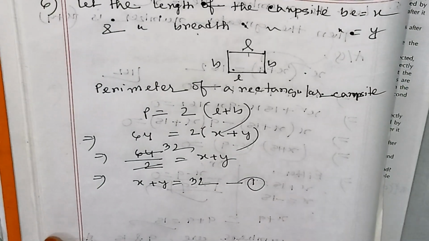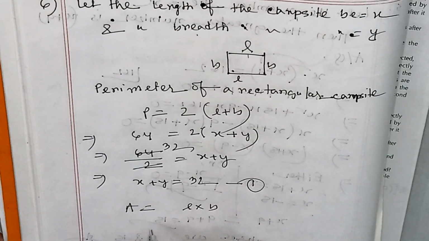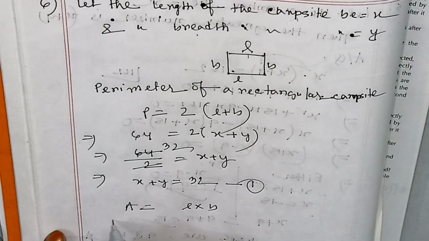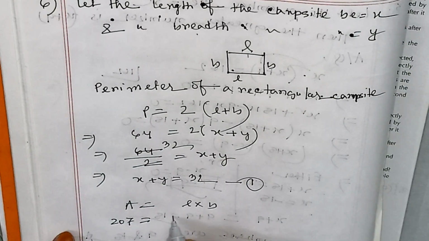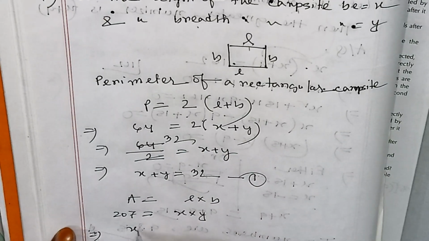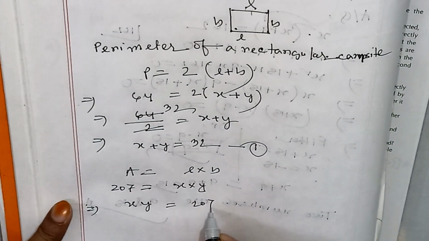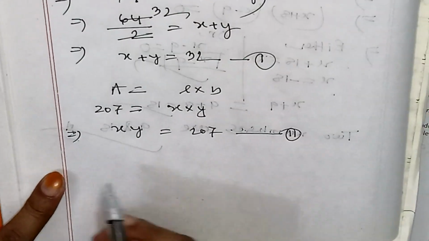And the area of a rectangle, we know the formula, is length times breadth. So the area is given here as 207. Length is x and breadth is y. So xy is equal to 207. So we got here two equations.